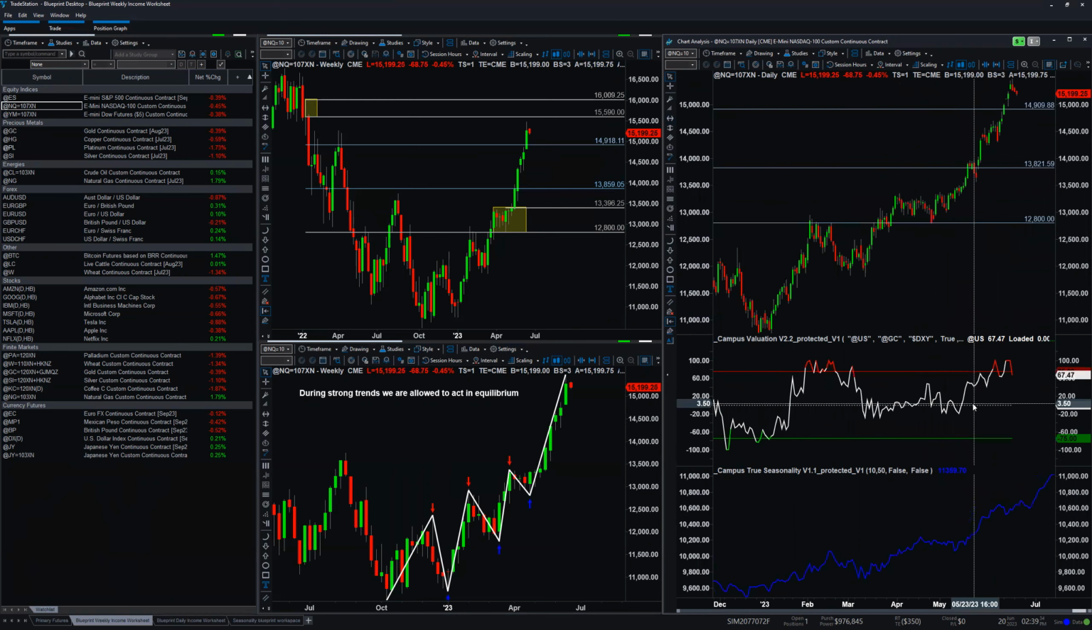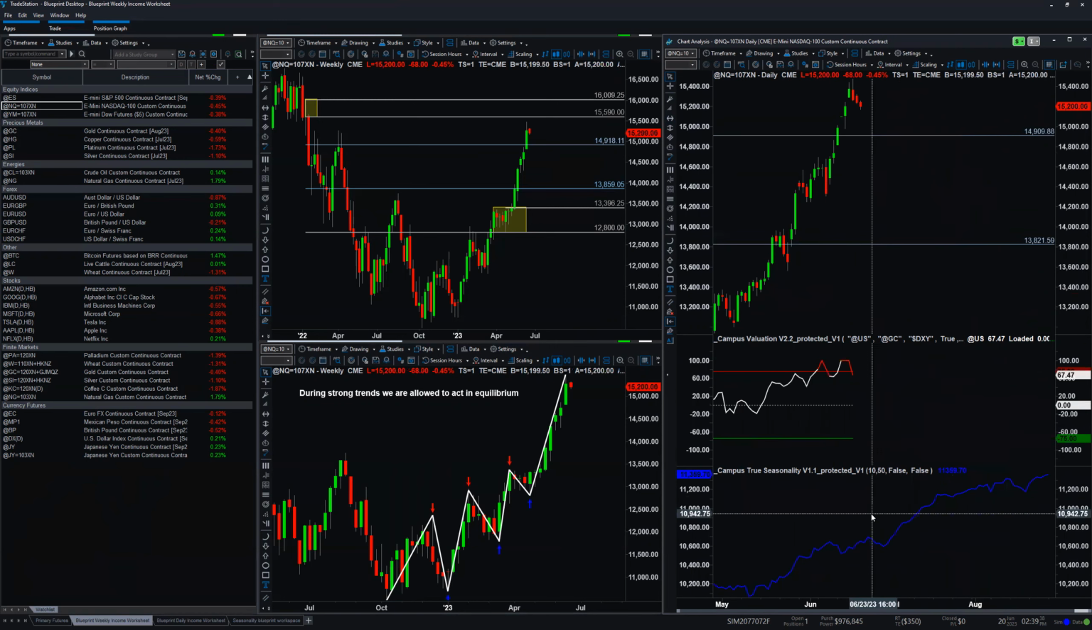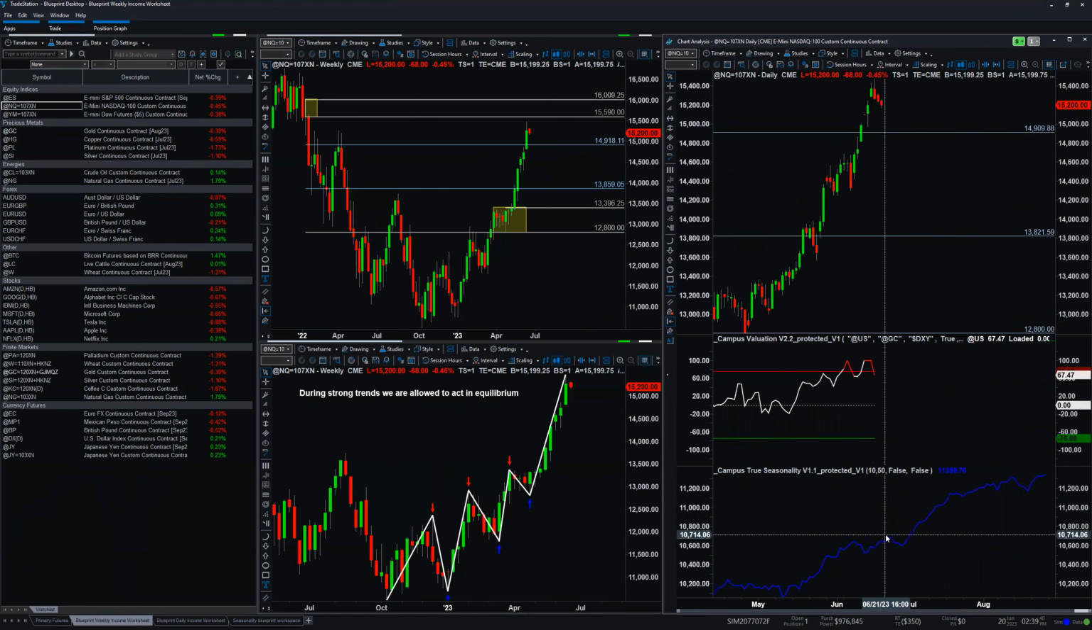What are my fundamentals? We're overvalued. Of course, we're at high, very high, so it makes sense that we're overvalued here as well. Maybe expecting a little bit of a correction. When's the best time to buy?